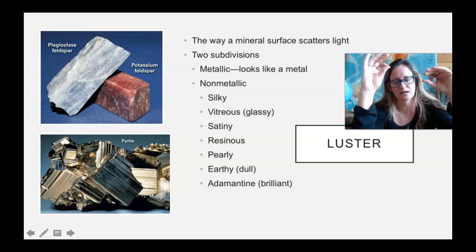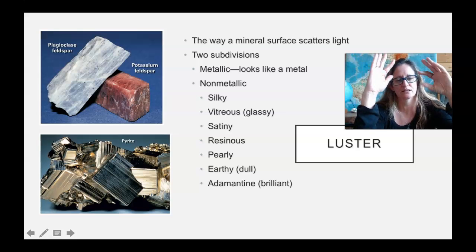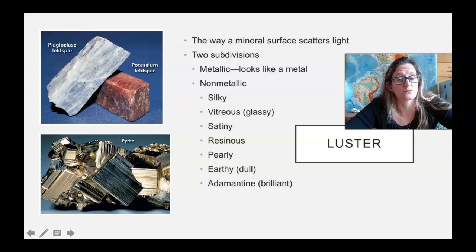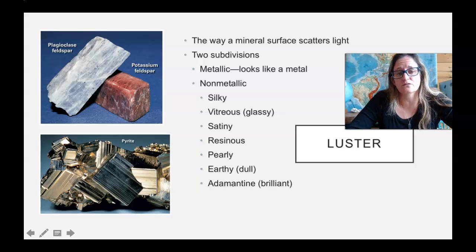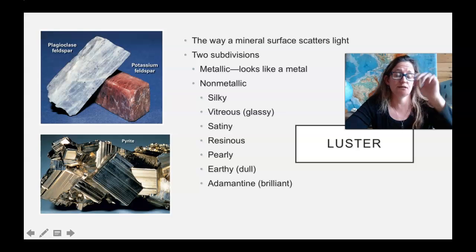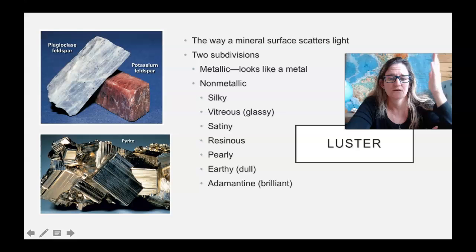And then from non-metallic, we can classify it a little bit more specifically: does it look silky, or vitreous, like a piece of glass, satiny, like a piece of satin, resinous, like resin, pearly, like a pearl, earthy or just dull, or adamantine? Adamantine is just a fancy word for brilliant, like a diamond. So luster is metallic or non-metallic, and then we classify a little bit further with those other non-metallic terms.